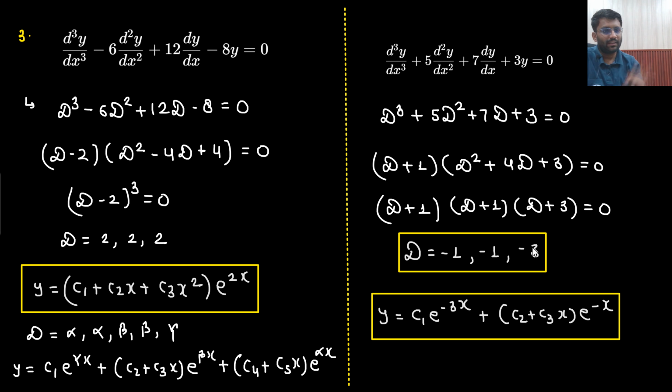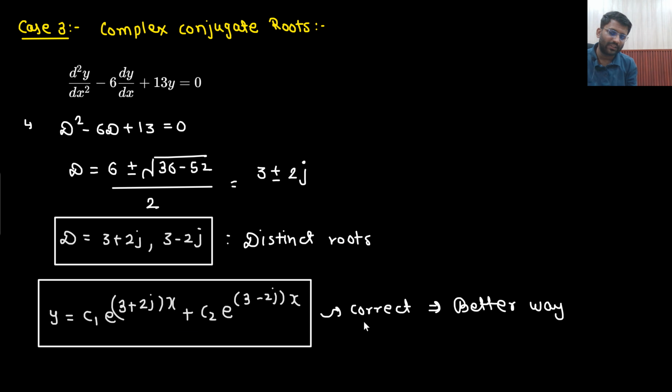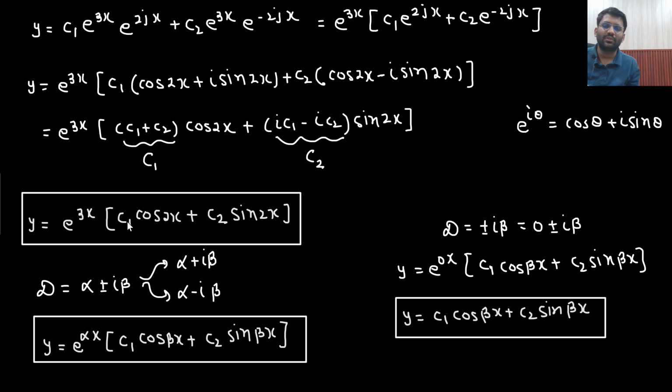Here minus 3 is coming alone, minus 1, minus 1 repeated. So minus 3 is coming alone, so c1 e to the power minus 3x. If it is repeated, then my constant would be c2 plus c3x, times e to the power minus x. Understandable? Complex conjugate roots: the roots are 3 plus minus 2j, so 3 will say I will come aside, e to the power 3x. 2j will say I will come inside the sinusoid and cosinusoid, so c1 cos 2x plus c2 sin 2x. If the real part is 0, then e to the power 0x will be 1 only, so it is the same case.